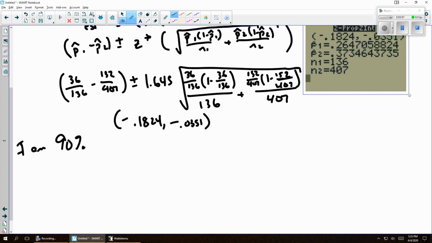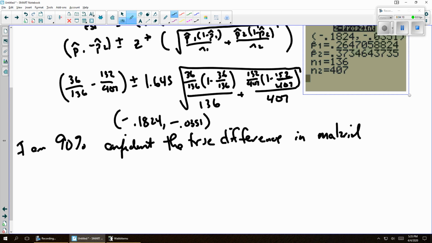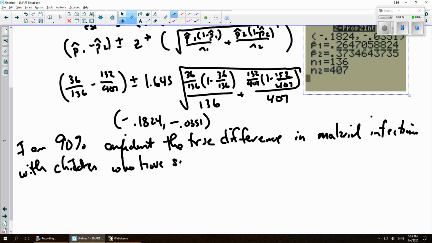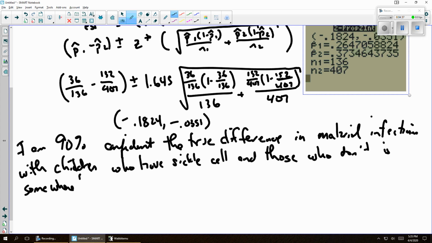I am 90% confident the true difference in malarial infections with children who have sickle cell and those who don't is somewhere between negative 0.18 and negative 0.035.